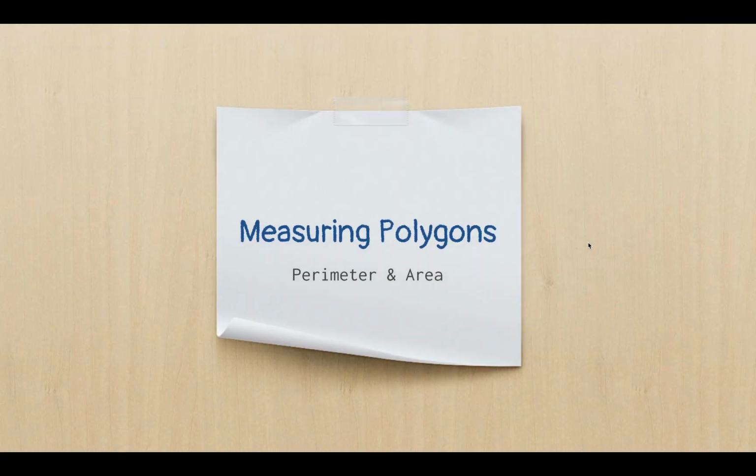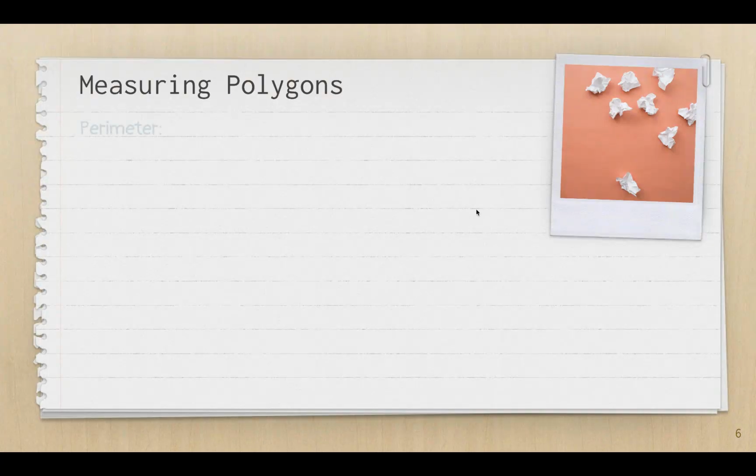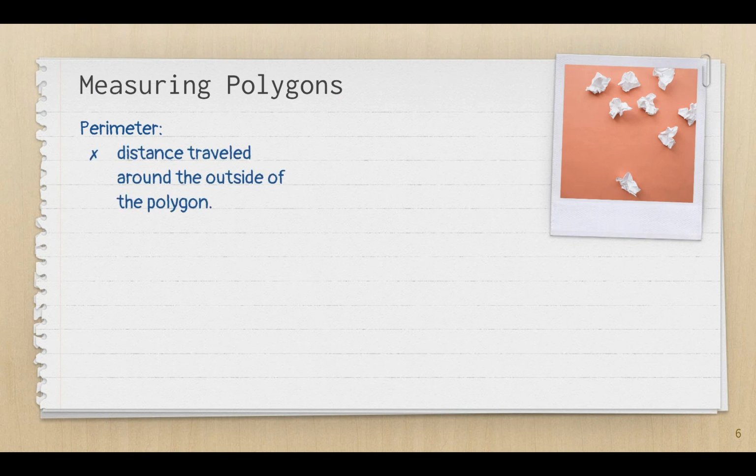Let's get to the business of measuring polygons: perimeter and area. Perimeter is, as you recall, like the distance traveled around the outside of the polygon. That's not a textbook definition, but it's a nice memory device. If you're walking around the outside of a polygon and you go all the way around it, how far have you traveled? And how would you calculate that? You just take the sum of the lengths of each one of the sides.